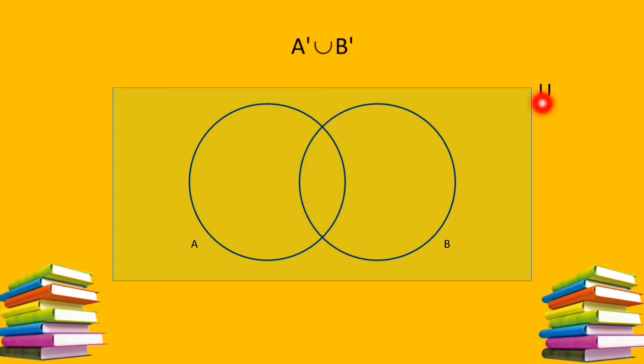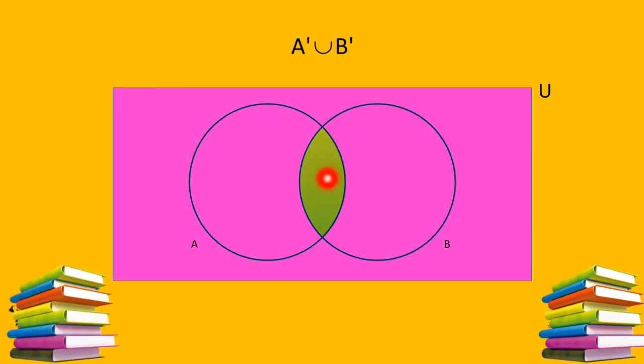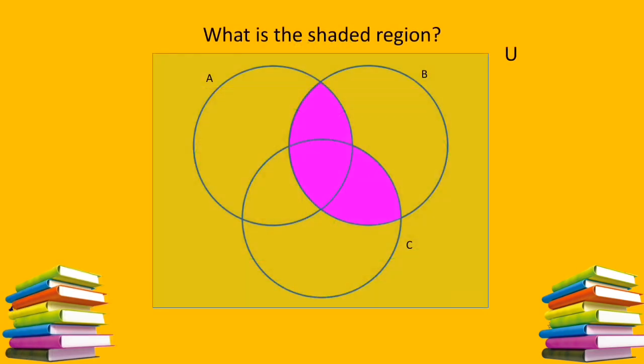Okay, the next one is A complement union B complement. The area which is outside the set A is known as A complement, and the area which is outside set B is B complement. So only the overlapping area will be left, while all the remaining area is its representation.